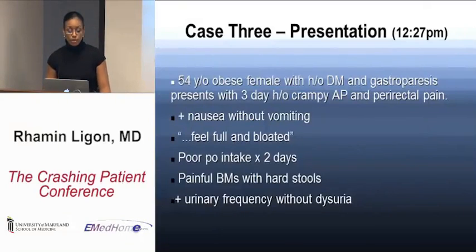She was a 54-year-old obese female with a history of diabetes and gastroparesis. Comes in with a 3-day history of crampy abdominal pain and perirectal pain. She's nauseated, but she's not vomiting. She says she feels full and bloated. She's not been able to eat in the last couple of days because of her pain and nausea. She's got painful bowel movements with hard stools, and she's got some urinary frequency, but is not complaining of dysuria.